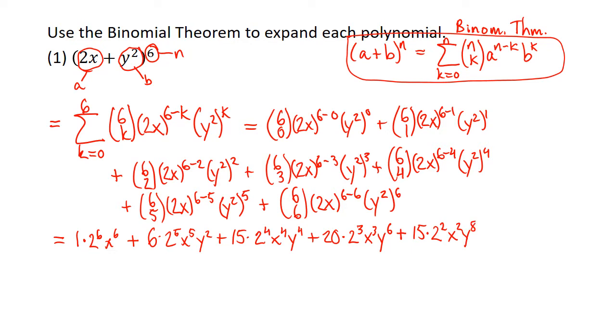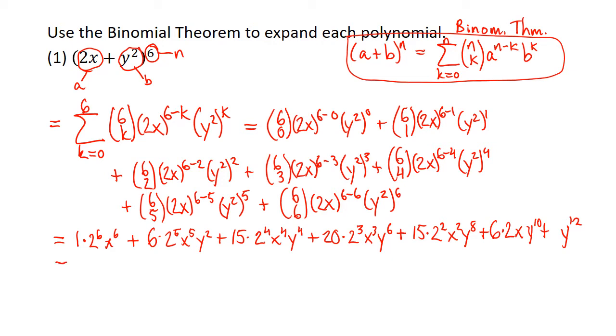And then we have 6 choose 5, which is 6 again, and then we have 2 to the 1, x to the 1, so I guess I don't need to write that. And then we have y to the 10th. And then finally 6 choose 6 is 1. And then we have (2x) to the 0, so I don't need to write that because that's 1. And then y to the 12th. Okay, and then I'm just going to multiply some of these together and do the powers on the 2's.